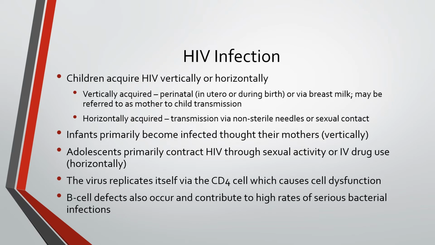The virus replicates itself via the CD4 cells, which causes dysfunction in those cells. B cell defects also occur and contribute to high rates of serious bacterial infections. Opportunistic infections occur because of those T cell and B cell deficits. Progressive HIV encephalopathy in children advances that neurological symptom, and usually that's going to occur before that immunosuppression happens. So watching those milestones is very important.